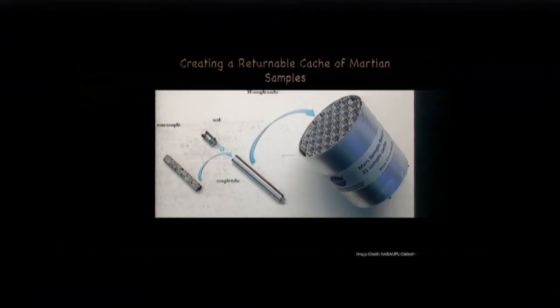This is a prototype cache. So this is a 31 sample cache. And you can see over there on the left, that would be a core, about 1 centimeter in diameter, about 3.5 inches long. I'm mixing units here. We like to do that to keep each other honest.